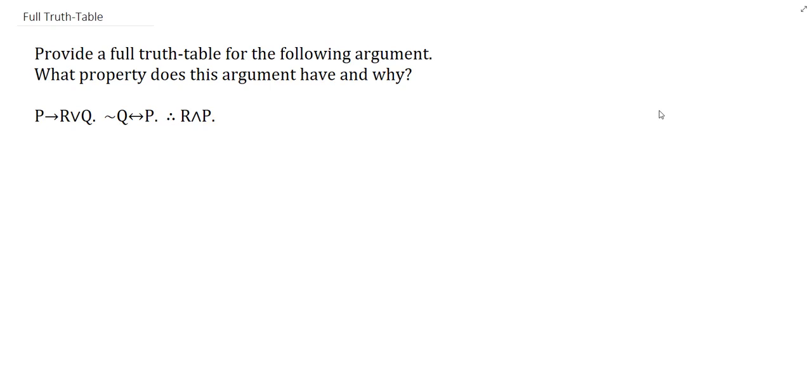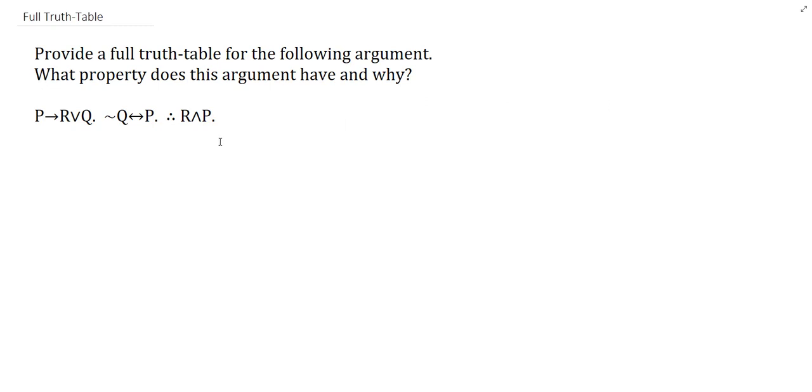This is a question that's asking us to create a full truth table for this argument. Then it asks us what property this argument has and why. In order to assess the property, of course, we need the full truth table. So if we look at the argument here, there's three premises.